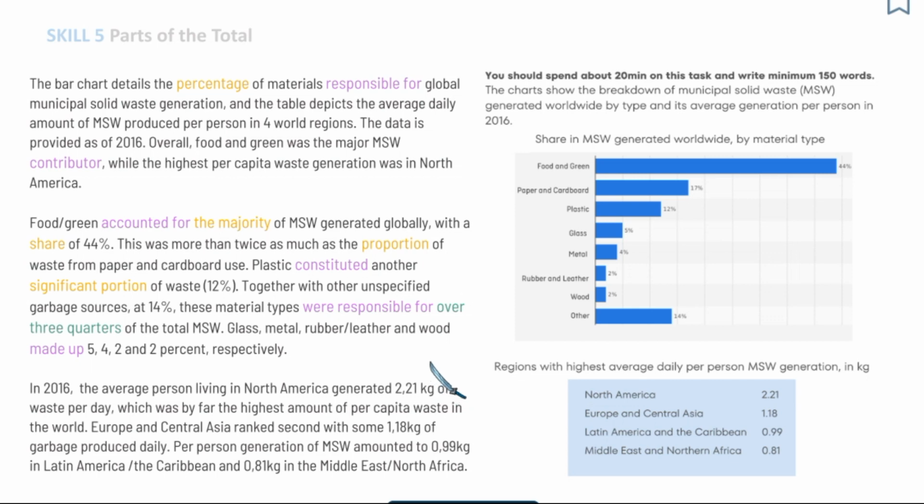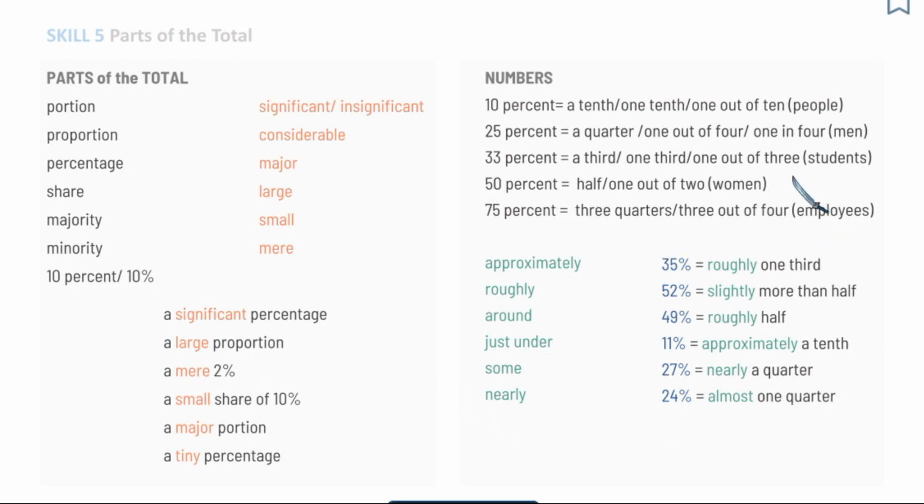Again, first I would like to draw your attention to this vocabulary. This vocabulary is the focus of this lesson. This vocabulary is really, really handy and useful if you are talking about parts of the total. So if you don't know these words, do practice them, do study the examples. They are really, really handy.